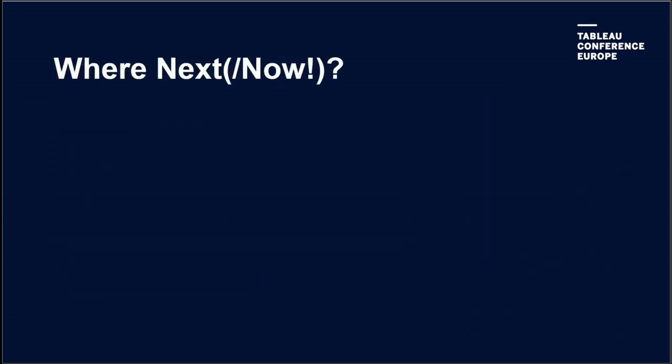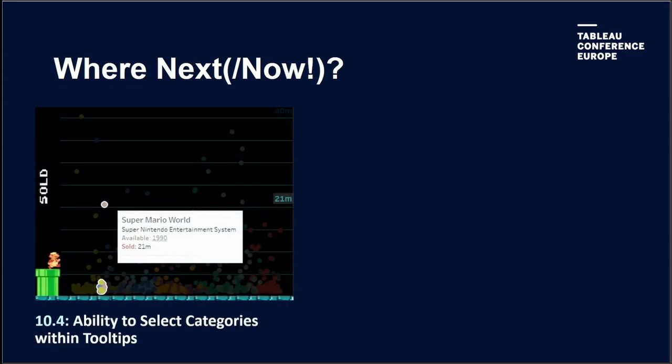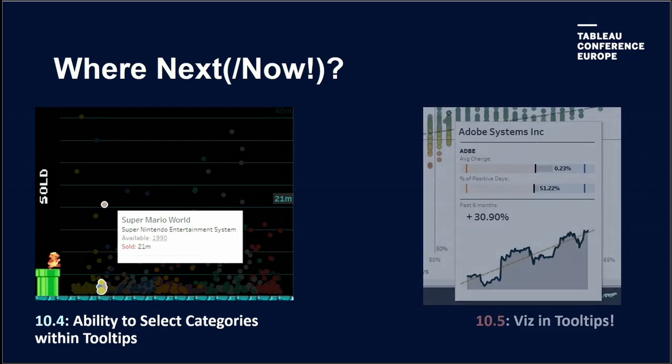So where next? Where now, actually, with Tableau? In 10.4, we introduced something which allows you to select categories within your tooltips, and relative pieces of information will also select with it. This is a highly underused feature within Tableau, which I'll show you within a minute, and how you can use it. Also in 10.5, we introduced Viz in Tooltips. This is something from an actual dashboard of mine that I lead my own investment choices off the back of. I'm wildly unsuccessful as an investor, so the dashboard is clearly broken.